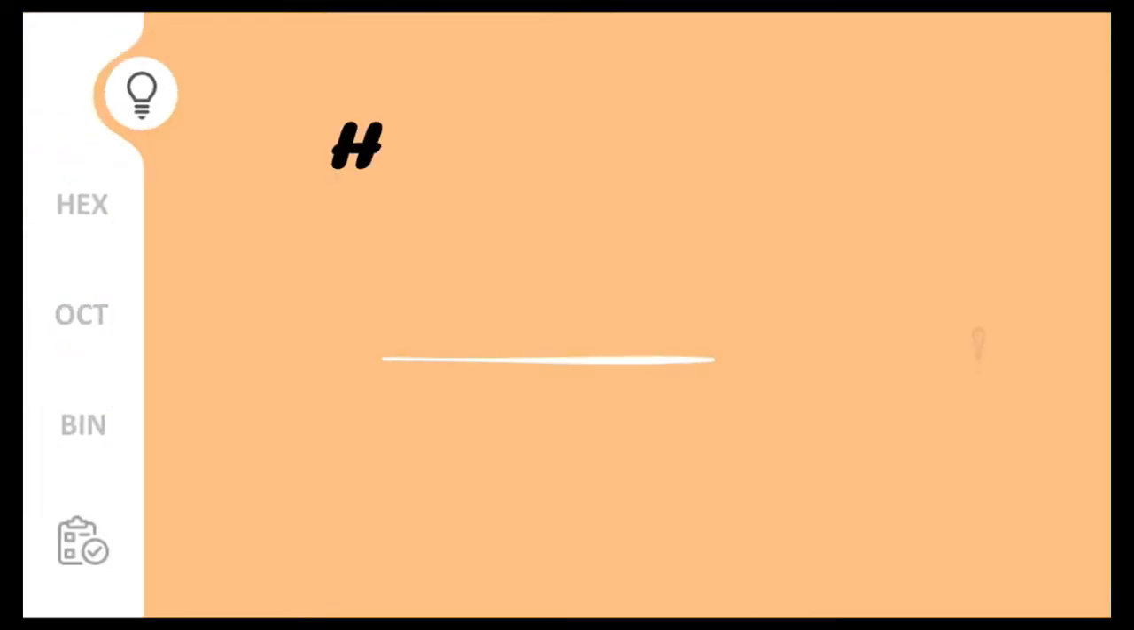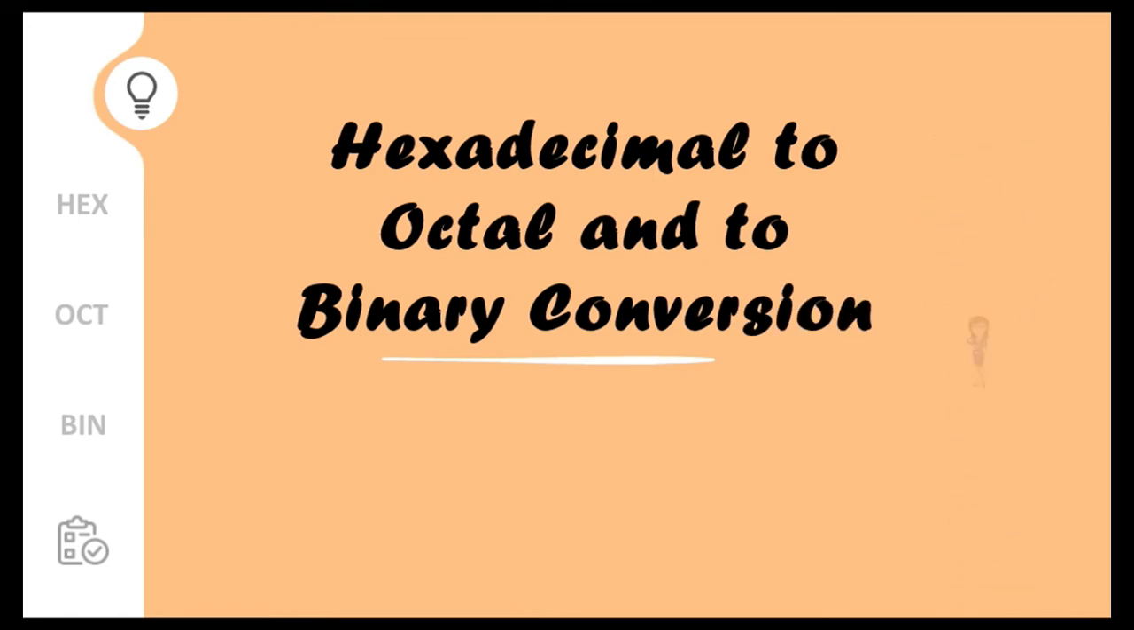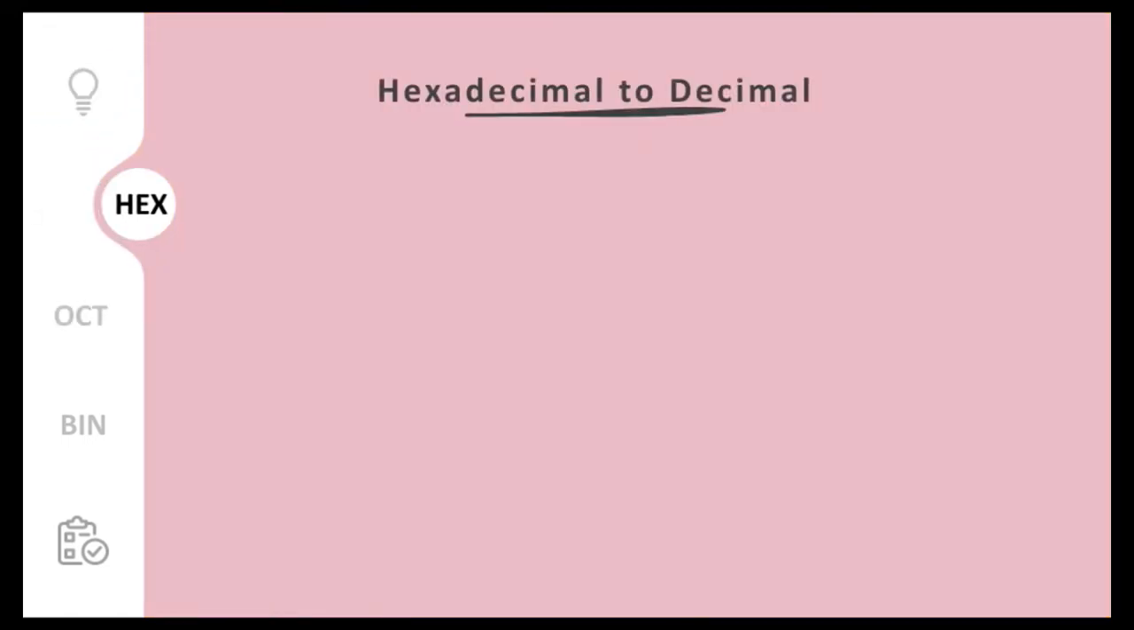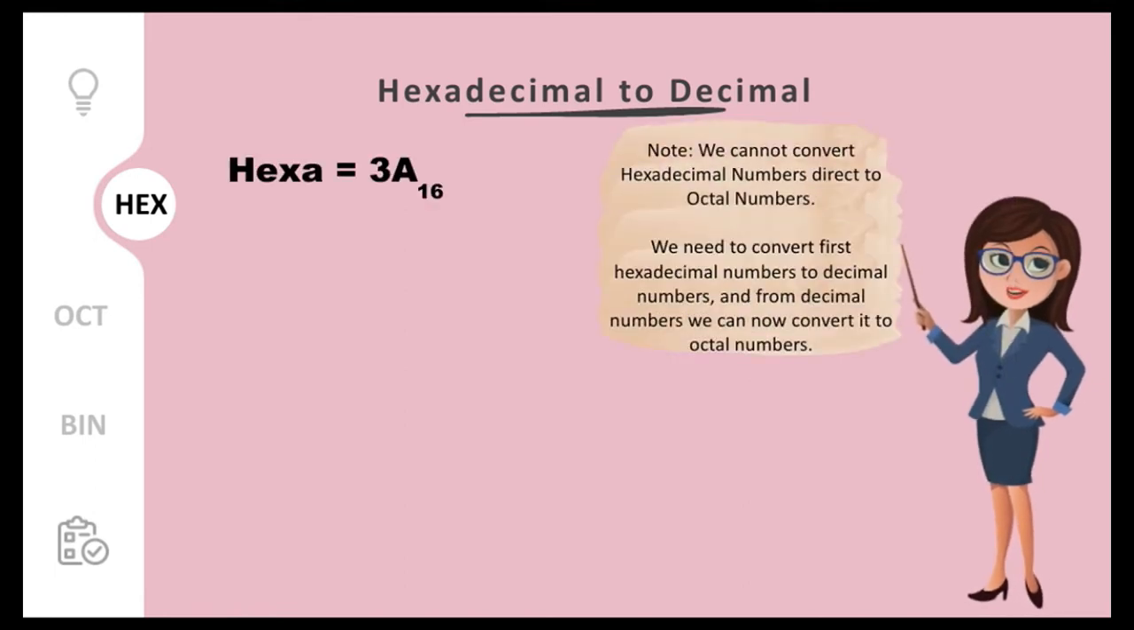Now, let's do the vice versa, hexadecimal to octal and to binary conversion. Hexadecimal to decimal. Note again that we cannot convert hexadecimal number directly to octal numbers. We need to convert first hexadecimal numbers to decimal numbers, and from decimal numbers, we can now convert it to octal number. The hexadecimal 3A is going to be converted to decimal number.